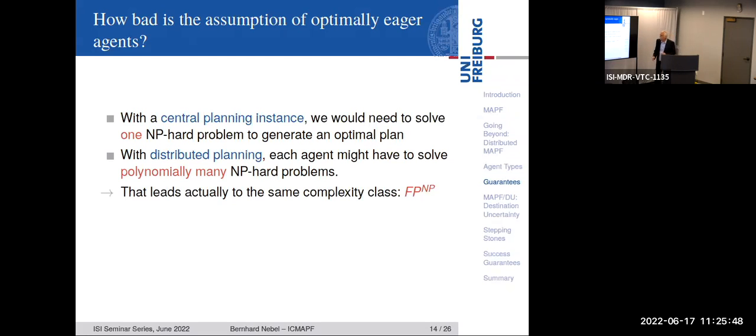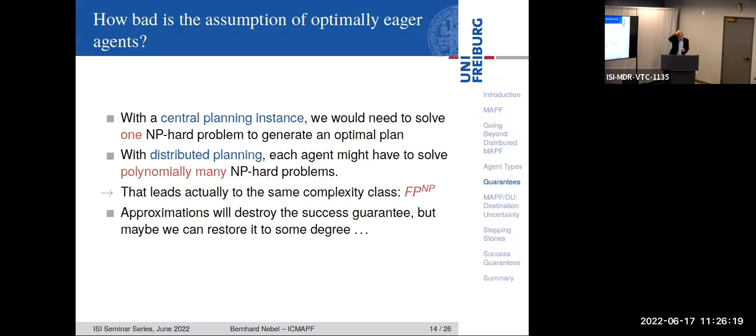But the complexity class FP, functional polynomial with an NP oracle, is just the class that covers all that, right? Whether it's one or many cases where you have to call an NP oracle. So it is more difficult, but it's not really more difficult. It all stays in this NP class.